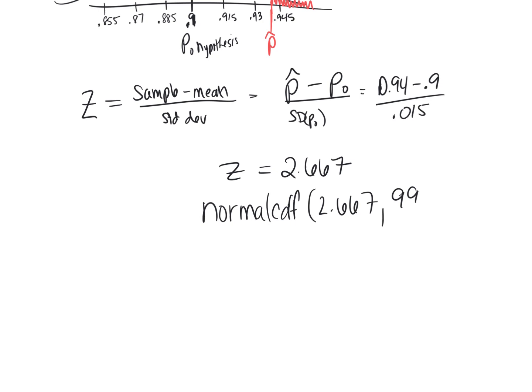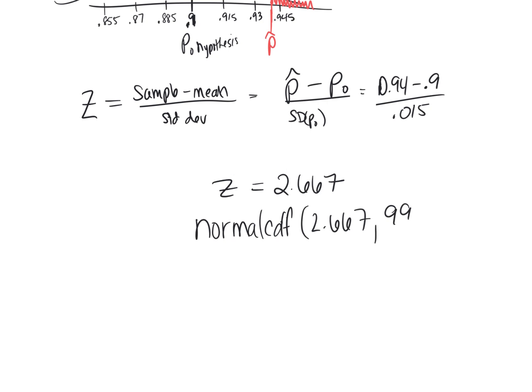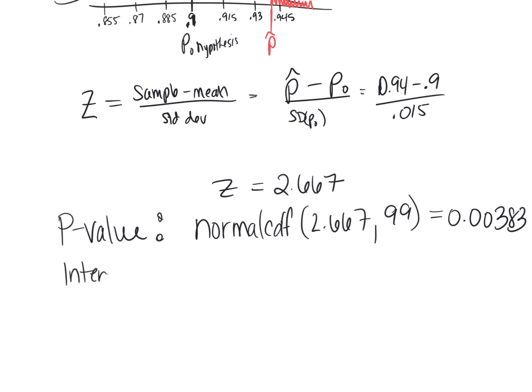So I got 0.00383. Okay, this is called your p-value. And we kind of started writing this sentence. This is how we're going to interpret our p-value.